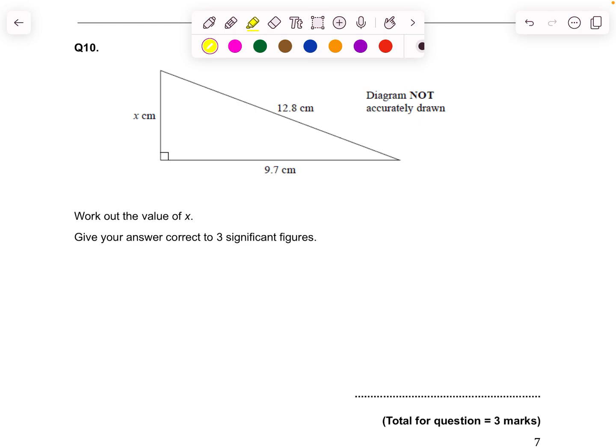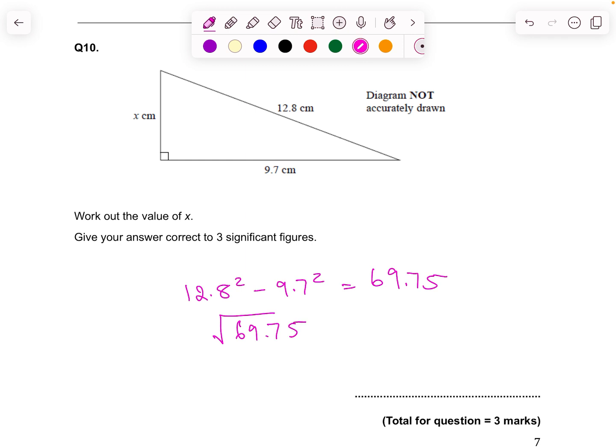Right, a bit of Pythagoras. Here they want you to find the shorter side, so we're going to subtract. So we're going to do 12.8 squared, take away 9.7 squared. So just do that on your calculator. It was very straightforward if you had revised. So 12.8 squared, take away 9.7 squared. That gives you 69.75, and then square root your final answer, and that gives you, to 3 significant figures, 8.35.